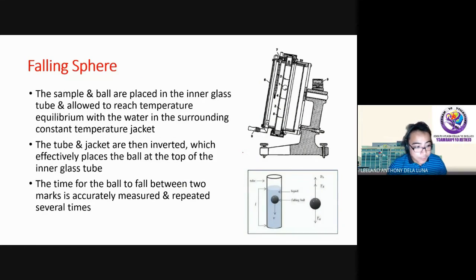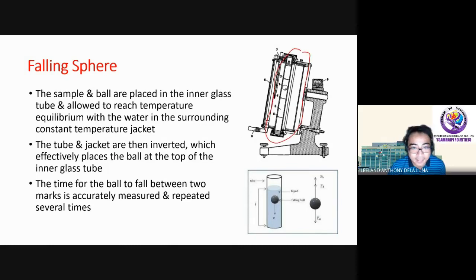Now, for the falling sphere, class, the principle is similar. What we look at here is the falling of a sphere inside a tube. The sample and ball are placed in the inner glass tube and allowed to reach temperature equilibrium with the water in the surrounding constant temperature jacket. Again, similar to what we do with Ostwald, you need to maintain the temperature of the whole system.